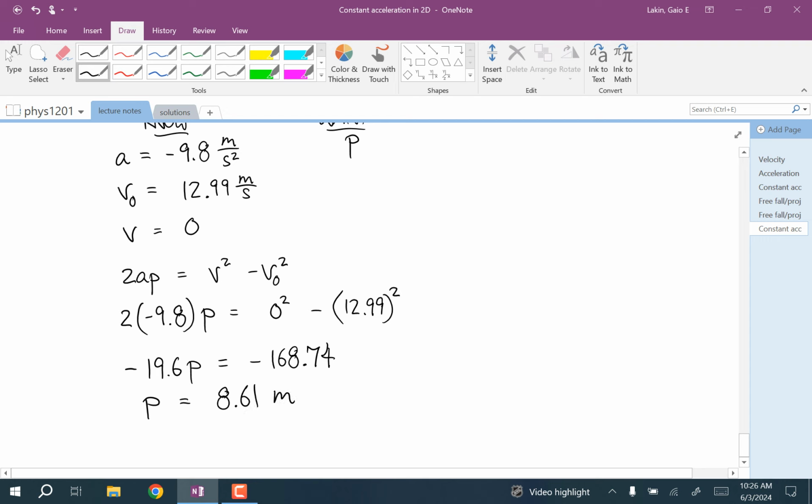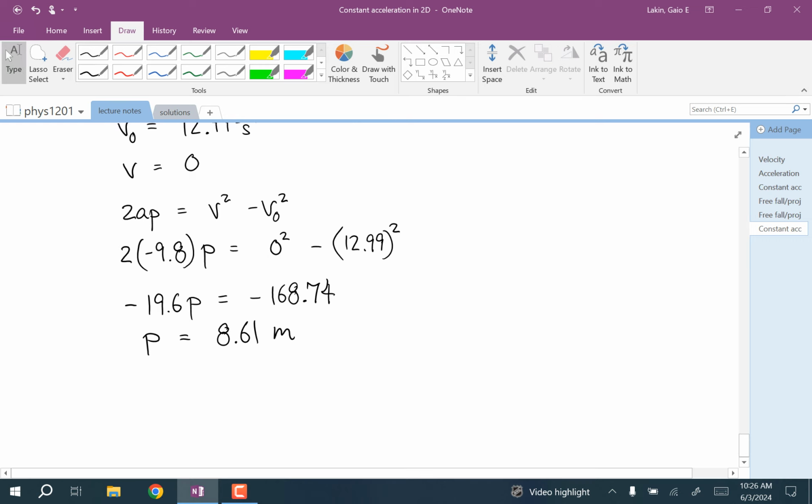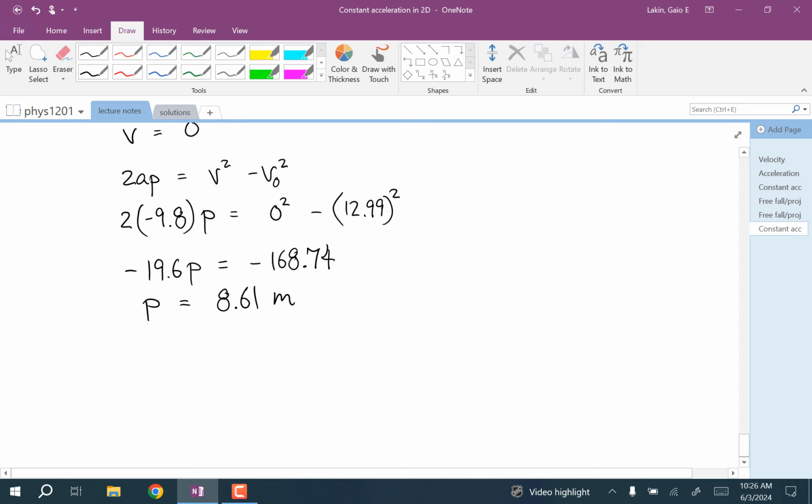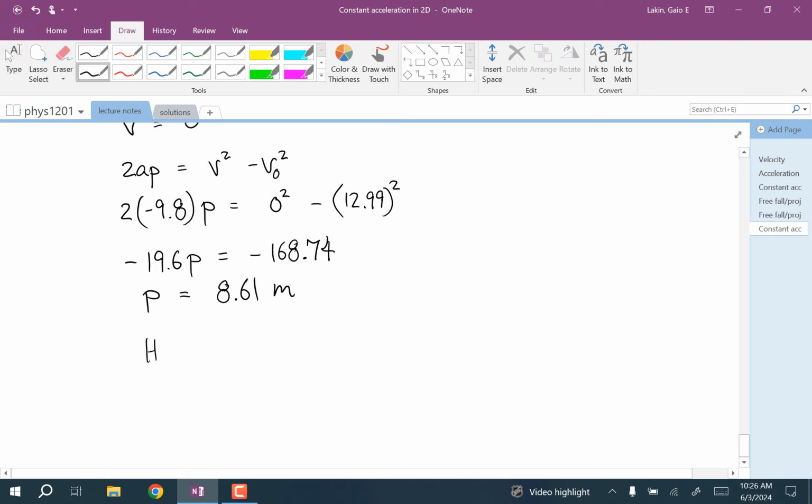8.61 meters. Okay, we're almost done, but we have to think about what the question asked and interpret this in terms of where our zero position vertically is. The position at the highest point is this much above where it was launched from, this much above what we're calling our zero. And so the height is this 8.61 meters plus the height that it was launched from, which is 6 meters. And so we get a final height of 14.61 meters.